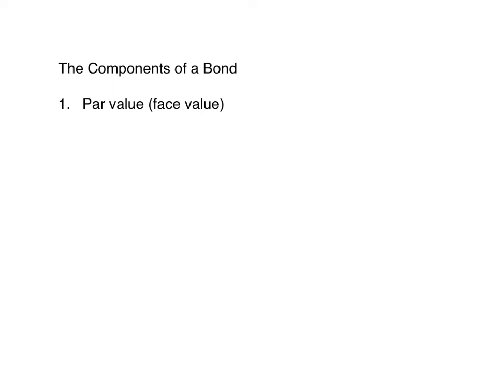Now, in order to fully understand what a bond is, you need to understand some of the components of a bond. In particular, I think there are 5 key components of a bond that are relevant to our analysis. The first component is what is called par value, or sometimes it's referred to as face value. For most corporate bonds, par value is $1,000.